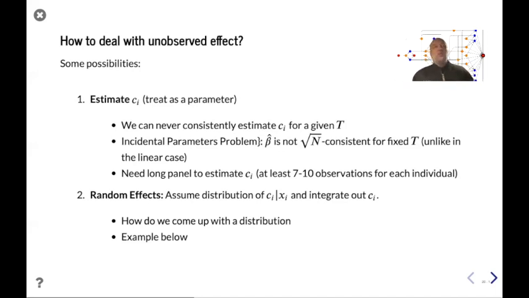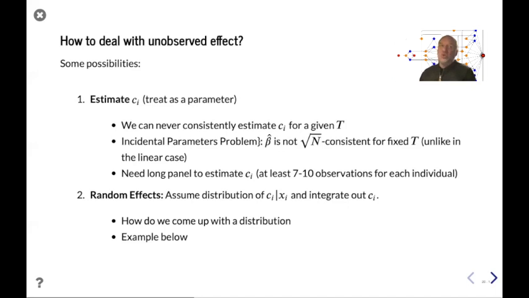That's why you can't consistently estimate that parameter. Now, we're all fine in the linear world because we could just difference it away so it was not even there. Or we could just do the within transformation, and it would not even be there, and you still could consistently estimate beta, even though you couldn't consistently estimate ci. So that's really a powerful thing about the linear models, but that doesn't hold in nonlinear models.